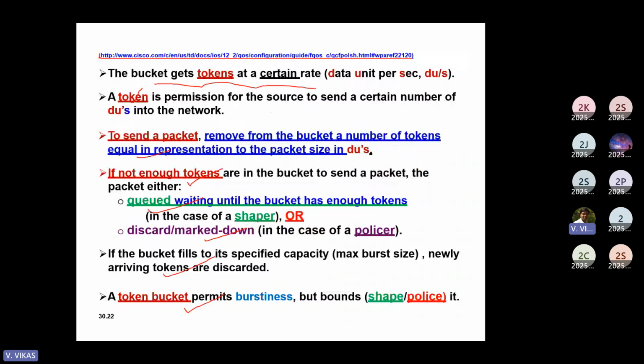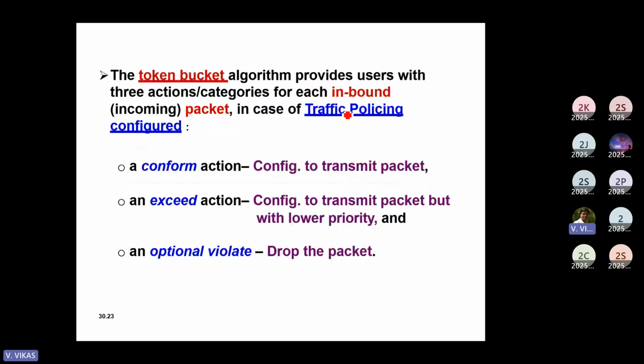Okay, so clear. Whenever we implement a token bucket algorithm, we can have three policies: conform action, configured to transmit the packet; exceed action, configured to transmit the packet but with low priority; and optional violate action. In this case, we are going to drop the packet. Any of the three actions token bucket can do.